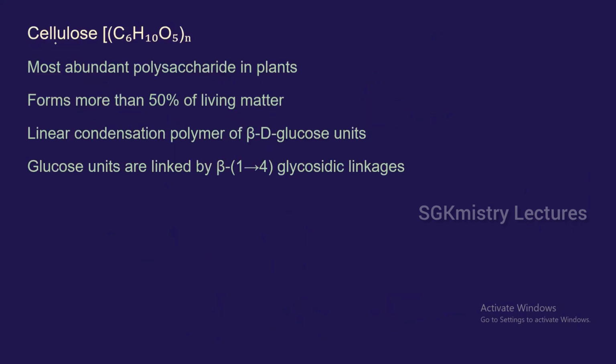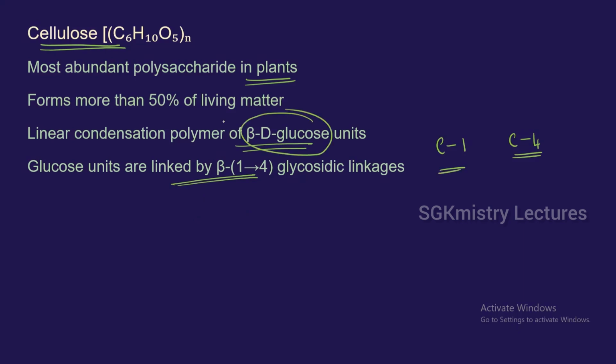So next coming on to cellulose. Cellulose is also an important polysaccharide. It is widely distributed in plants, okay, and it forms around 50% of the living matter altogether. So cellulose, again, is a linear condensation polymer of beta D glucose units. And here the linkage is a beta glycosidic linkage, that is, beta 1,4 linkages take place between C1 of one glucose to C4 of another glucose unit. The monosaccharides present here are beta glucose units, not the alpha form.